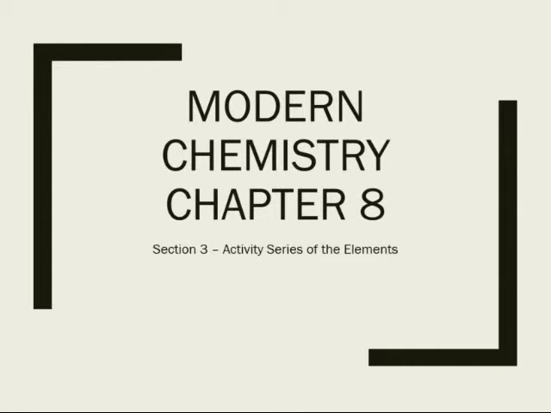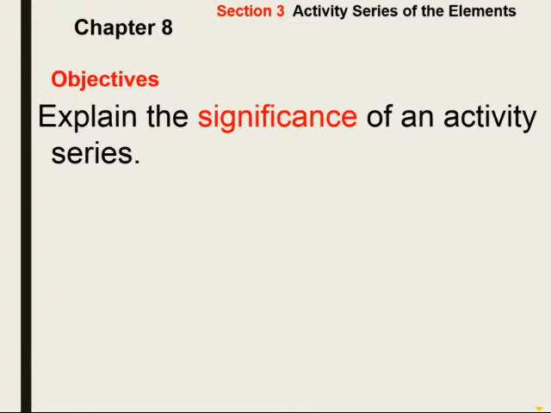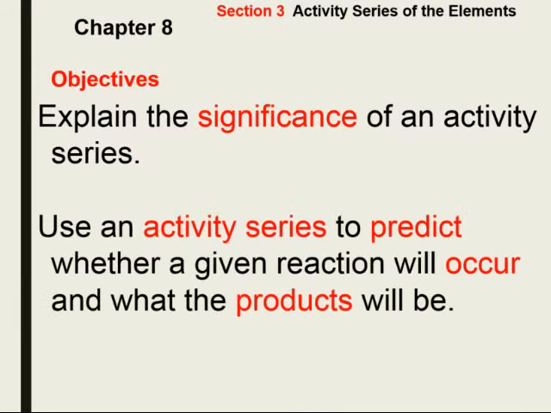All right, chemistry, this is your video lecture for chapter 8, section 3. We're talking about the activity series of the elements. Things I'm wanting you to be able to do at the end of this section: I want you to be able to explain the significance of the activity series. I want you to be able to use an activity series to predict whether a given reaction will occur and what the products will be.